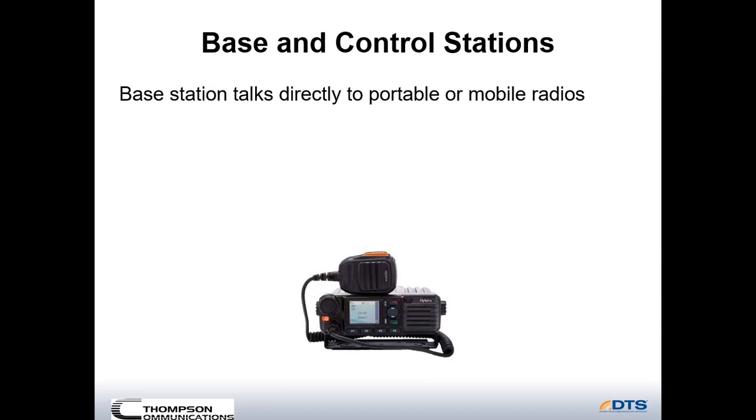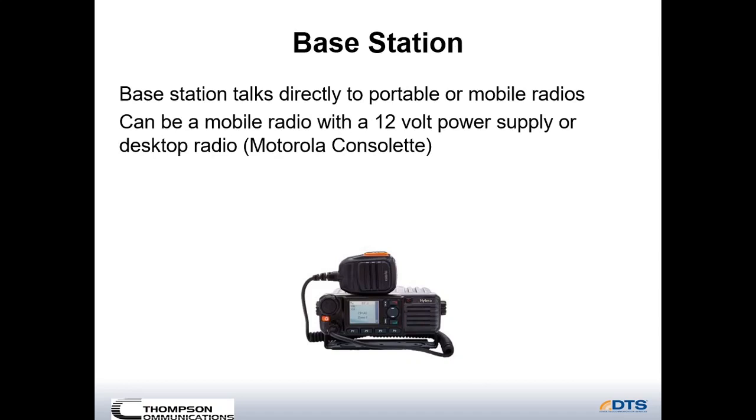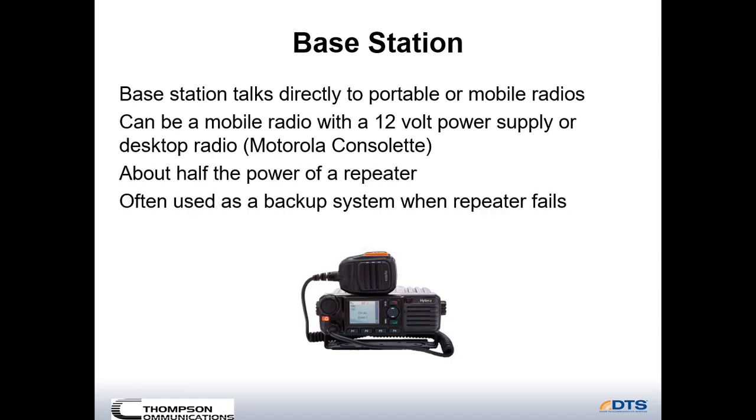A base station talks directly to portable or mobile units. It does not go through the repeater. It can be a mobile radio or a dedicated radio in a console. Half the power of a repeater, often used in a backup system when a repeater fails.